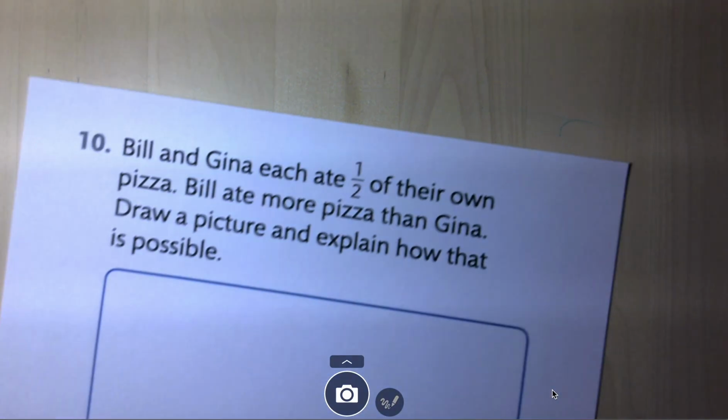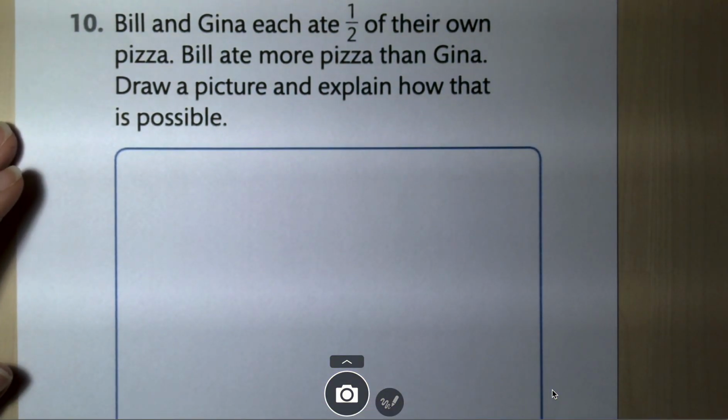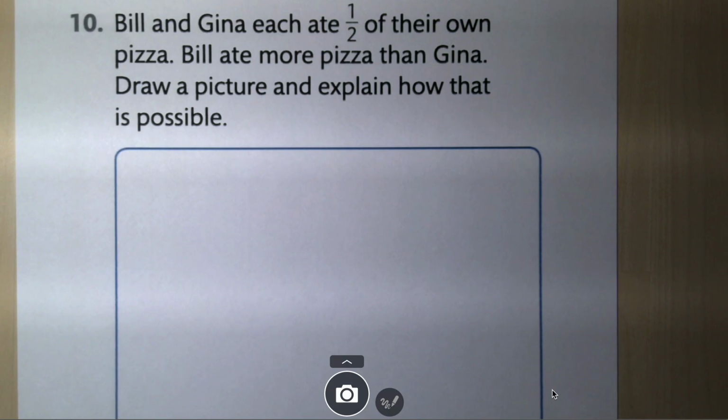10 next. Number 10 says, Bill and Gina each ate 1/2 of their own pizza. Bill ate more pizza than Gina. Draw a picture and explain how that is possible.